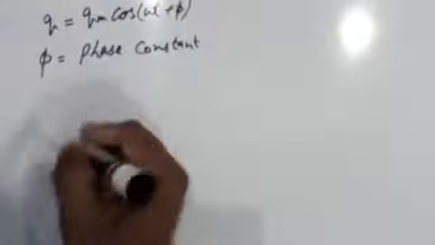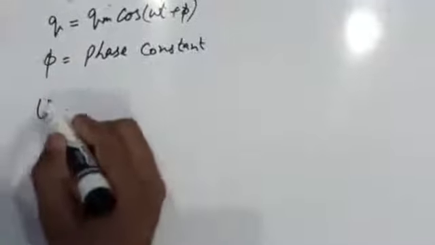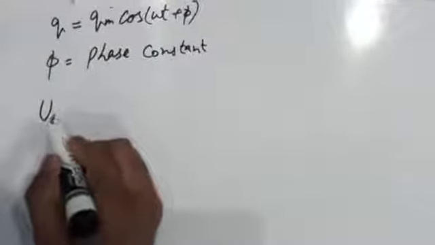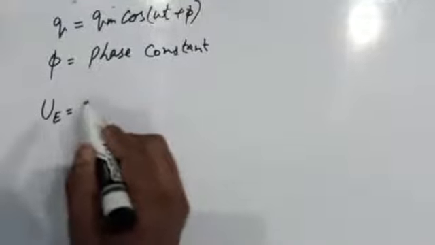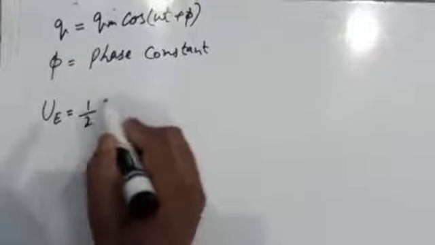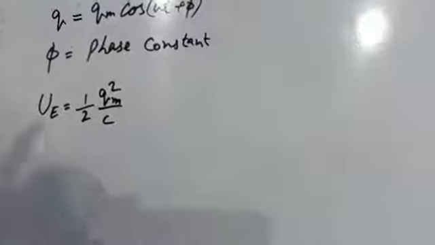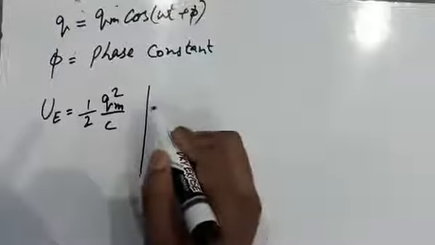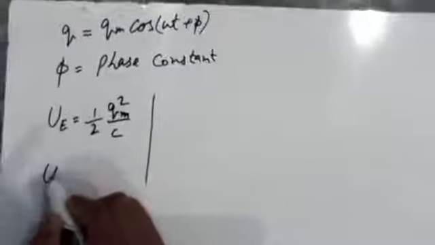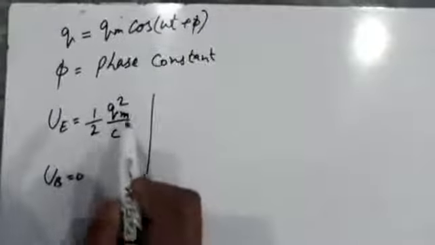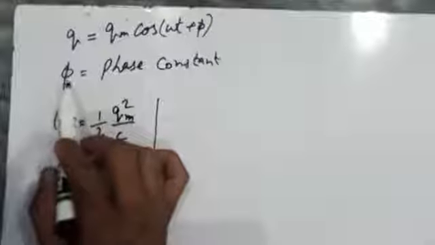As we considered the case in this topic, initially the capacitor is fully charged and the total energy of the system is electric energy, and that is given by 1 over 2 qm square over c. So initially the total energy is electric energy and magnetic energy is zero. By considering the initial condition, we can decide the value of phase constant phi.